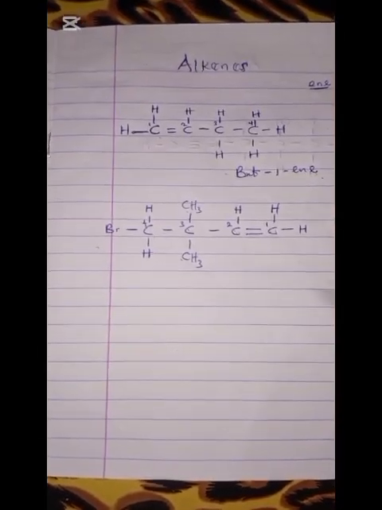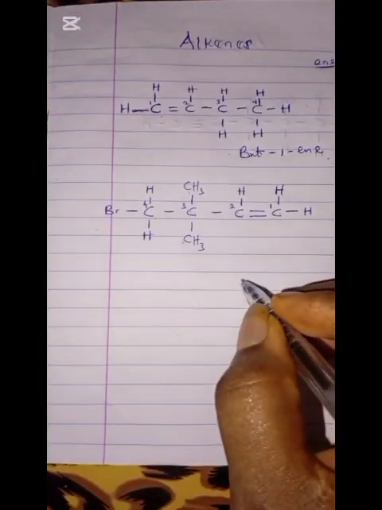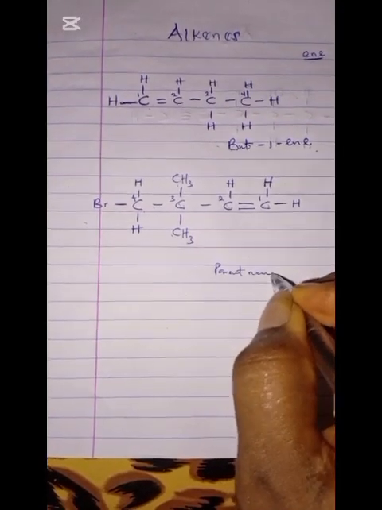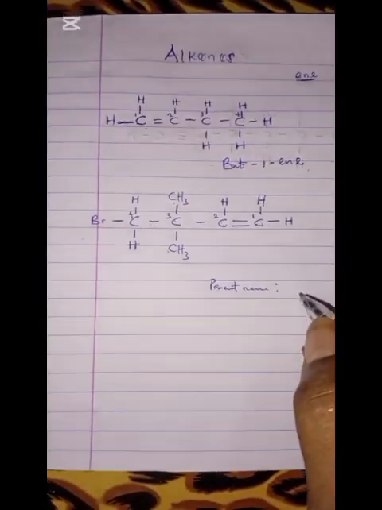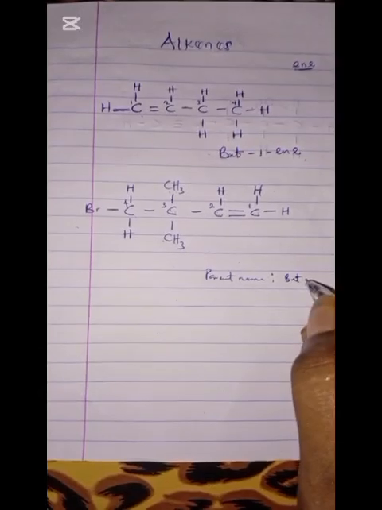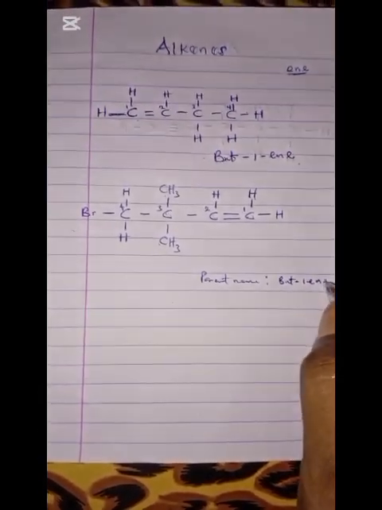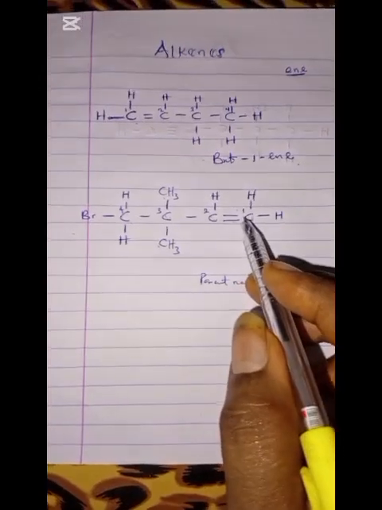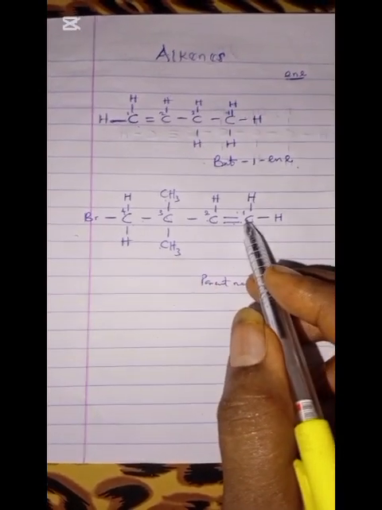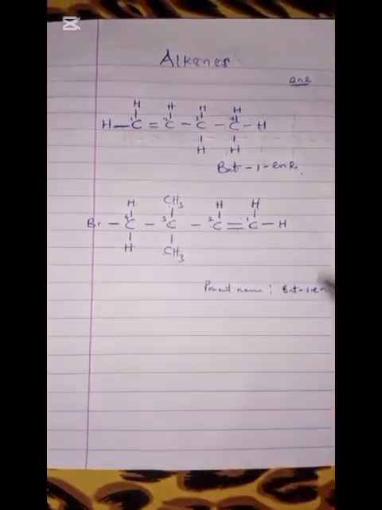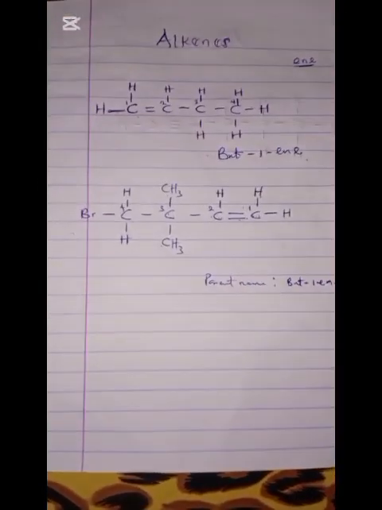Are you with me? So now from this, the parent name is but-1-ene, because the double bond is between carbon 1 and carbon 2, so you give it the lowest number possible, which is 1. So that's but-1-ene, since we have 4 carbons in the longest carbon chain there.